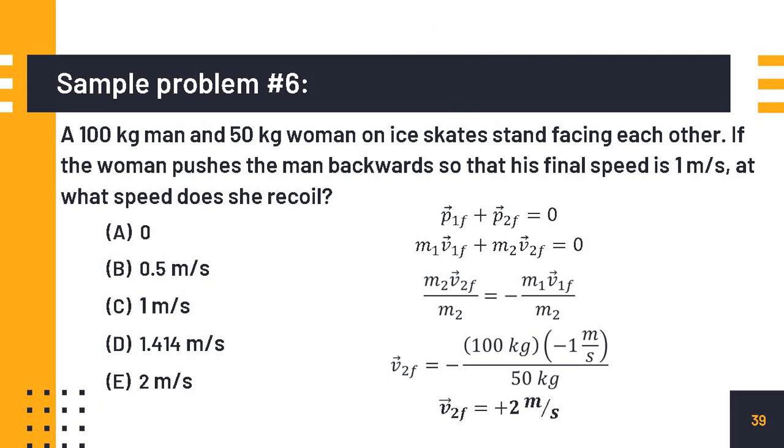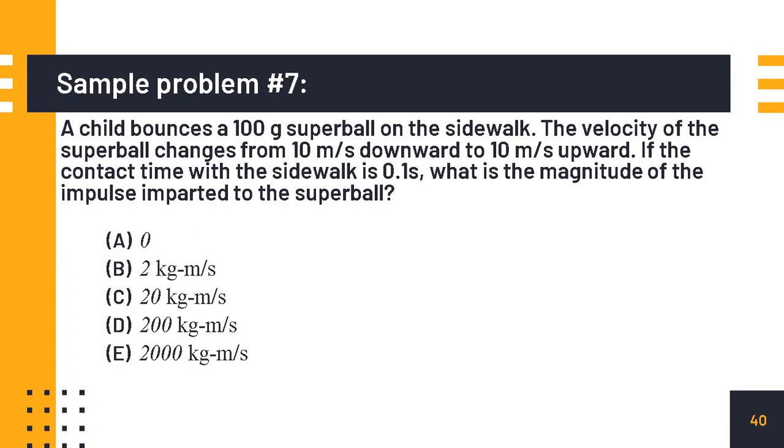Alright, next, sample problem number 7. A child bounces a 100-gram super ball on the sidewalk. The velocity of the super ball changes from 10 meters per second downward to 10 meters per second upward. If the contact time with the sidewalk is 0.1 seconds, what is the magnitude of the impulse imparted to the super ball? Since obviously the problem looks for impulse, this is definitely a non-isolated system problem. That's why we use the impulse-momentum theorem in order to solve for this problem.